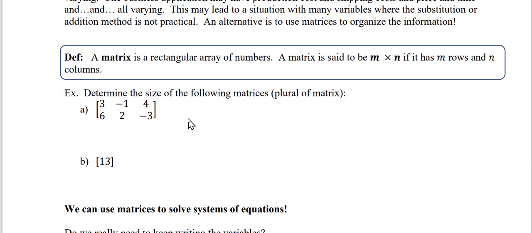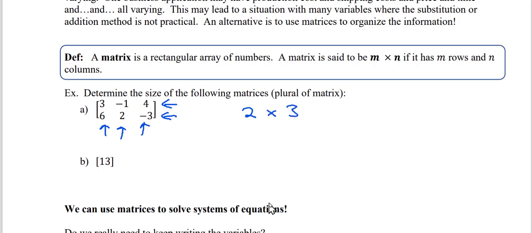First, we need to define what a matrix is. It's a rectangular array of numbers. You can see a couple of examples below this in case that is not really clear. A matrix is said to be m by n if it has m rows and n columns. So we need to count how many rows and then how many columns. In this case, we have one row here and one row here. So it's 2 rows by 1, 2, 3 columns.